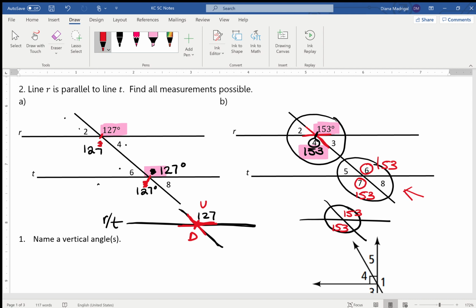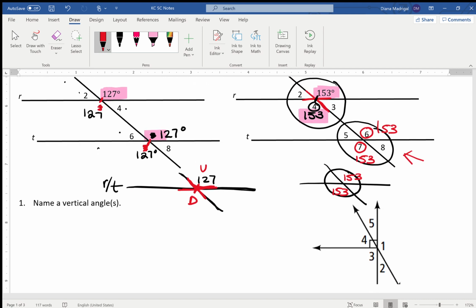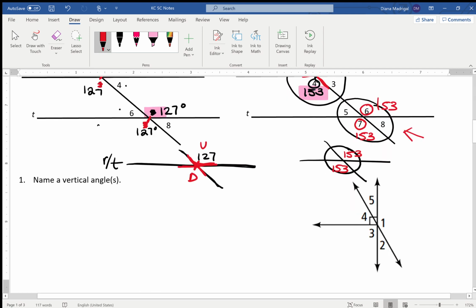One more problem to go. All you have to do is tell me which ones are vertical angles. Vertical angles again. What are vertical angles? Across from each other, right? Draw the lines that you have intersecting. The lines that are intersecting are this one with this one. Give me a vertical angle. What do you guys think? Angle what with angle what?